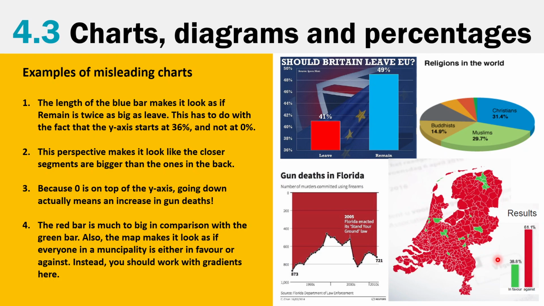What I would do here, if you only have two things to take on, work with a gradient. So, for example, the more red the gradient is, the more against a certain municipality is, the more green it is, the darker green it is, the more in favor it is. It gives you a much better result. Now, for example, it looks like Amsterdam is entirely in favor, while Rotterdam is entirely against, which is not the case. Work with gradients here.